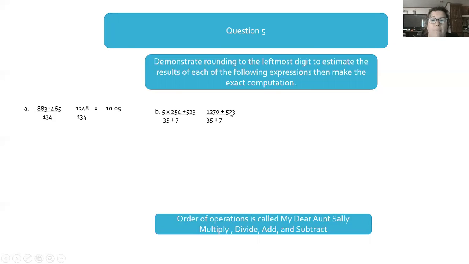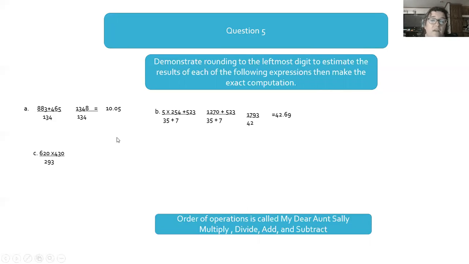Sorry, I'm getting tongue-tied. 523. So we're going to have 35 plus 7. Okay, then we're going to put all this together, and it's going to give us 1,793 over 42. We're going to divide. It's going to give us 42.69.